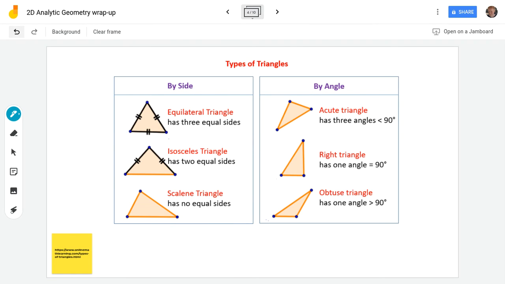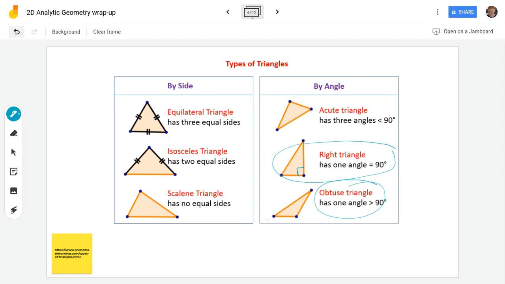You can also classify triangles by angles. So if it has a 90-degree angle, it's a right triangle. If one of the angles is greater than 90 degrees, it's an obtuse triangle. And if all three angles are smaller than 90, it's an acute triangle. It is possible to have an isosceles triangle that fits any of these.